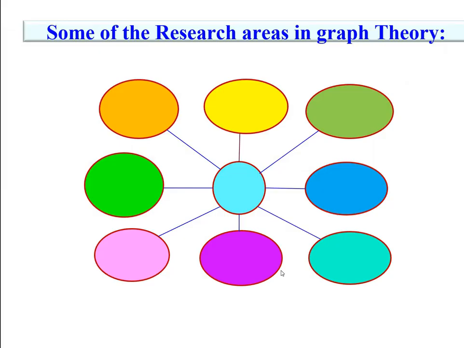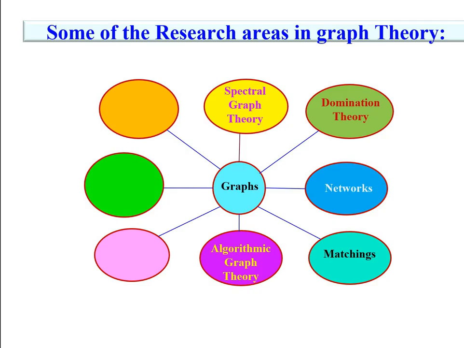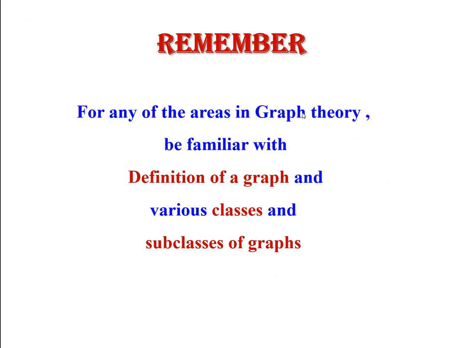Now, some of the areas in graph theory. In this video, our focus is mainly on graph theory. As far as graphs are concerned, the research areas, but not limited to what is mentioned here, are spectral graph theory, domination theory, networks, matchings, algorithmic graph theory, energy of a graph, graph coloring, and graph labeling. Now remember, for any of the areas in graph theory, you should be familiar with the definition of a graph and various classes and subclasses of graphs.